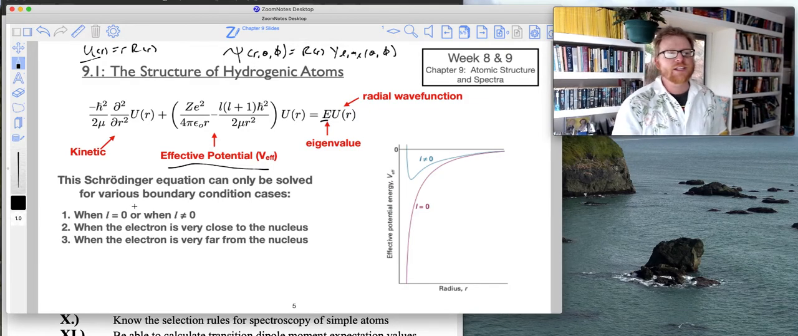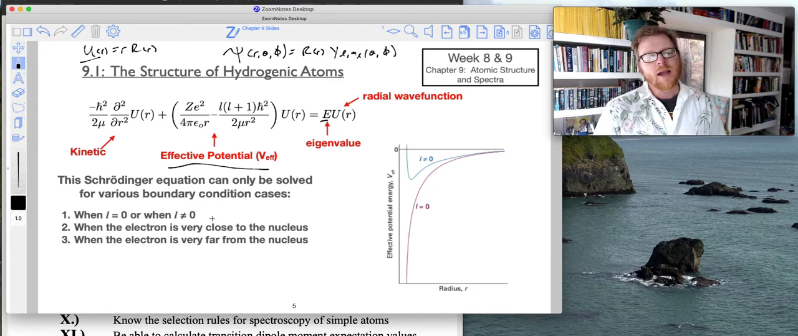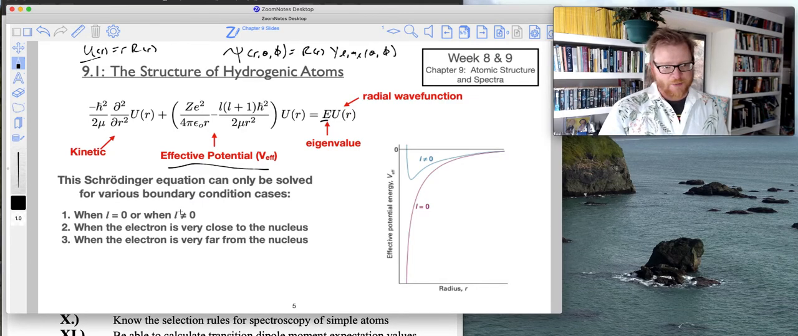As it turns out, though, this Schrödinger equation can only be solved for various boundary condition cases, which is actually true of all of our Schrödinger equations. However, these solutions become a lot more condition specific. So there's three conditions we're going to look at. When L is equal to 0 or when L is non-equal to 0, when the electron is very close to the nucleus, or when the electron is very far from the nucleus, okay? And it's all about the angular momentum. And that's why we have these condition-specific cases, okay?